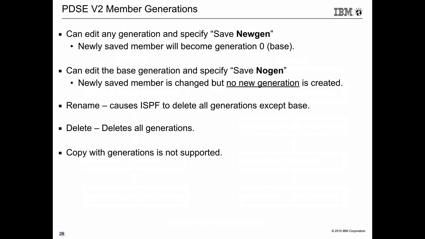You can rename a file like you always could. The one thing to be aware of here is when you do the rename, we will delete all generations except the base generation. So you'll be starting kind of clean from that point. There's a delete command. Copy with generations is not supported. If you do a copy of a data set, we will allow the copy, but the generations won't go with it. You'll be copying the base generation into a new file, and that will be the extent of it.